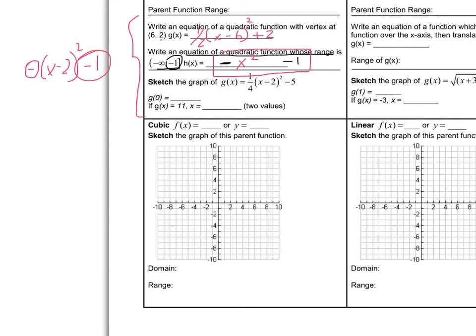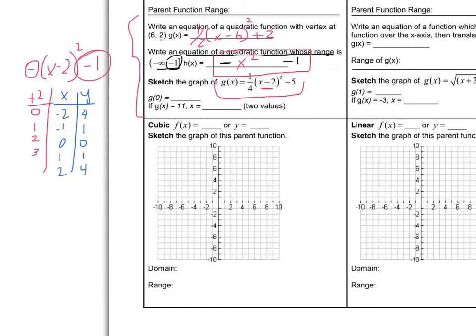Now, to sketch this, remember every time you want to sketch a quadratic function, you start with the parent function, which is negative 2, 4. Negative 1, 1, 0, 0, 1, 1, and 2, 4. This is the x and the y. And then you decide that you have to add a 2 to the x. So it's going to be 0, 1, 2, 3, and 4.